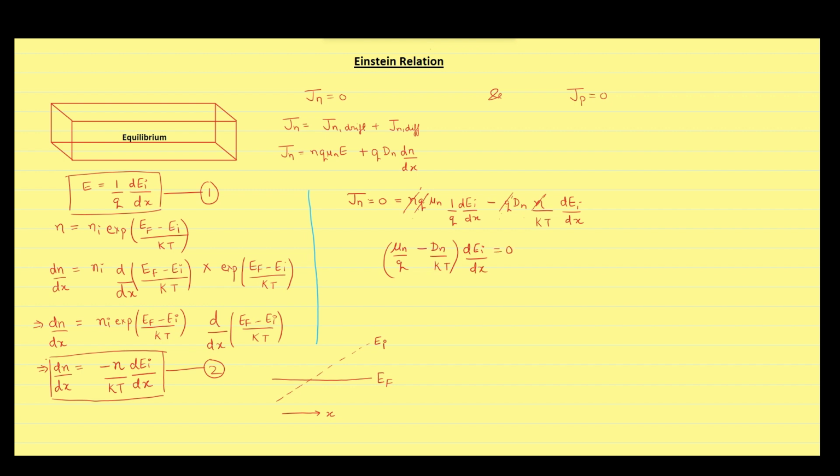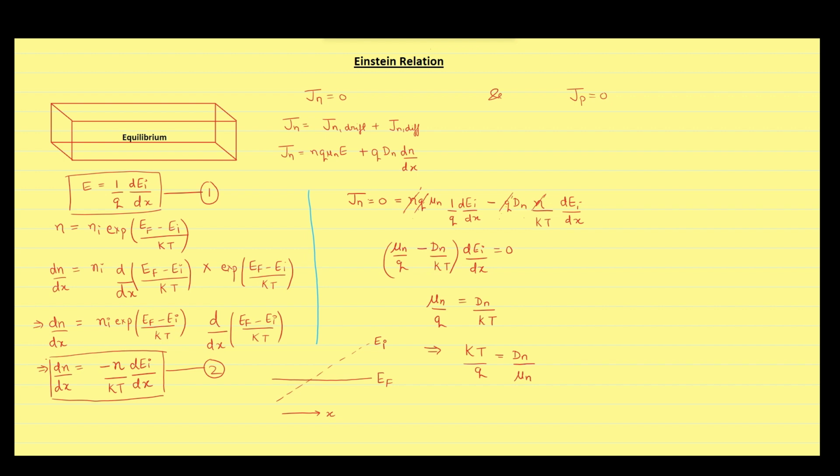For the final result of the equation to be equal to 0, one of the two factors in this equation must be 0. But since it is not necessary that the differential of intrinsic Fermi energy level with respect to x is equal to 0, therefore we will have mobility divided by q equal to diffusion constant divided by kT. And by rearranging the equation, we will get kT divided by q equal to diffusion constant of free electron divided by mobility of free electron.